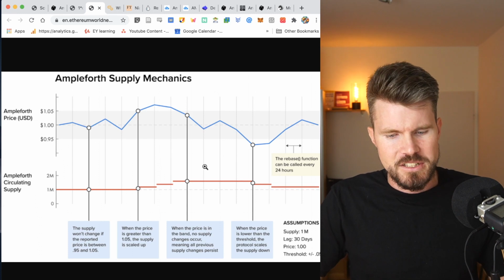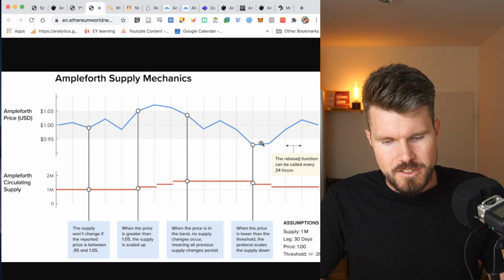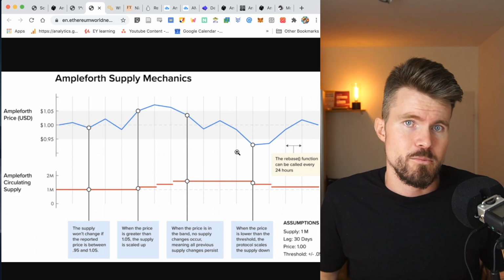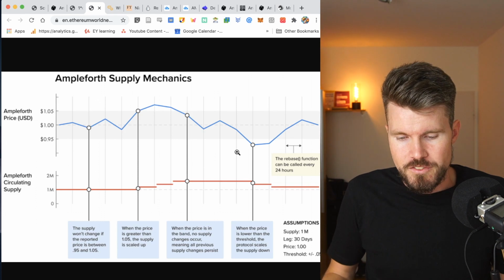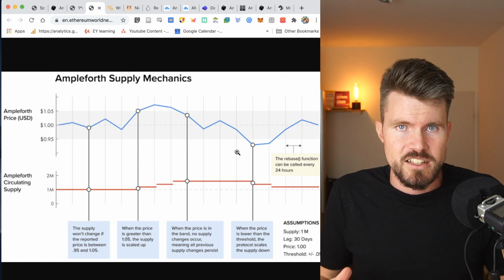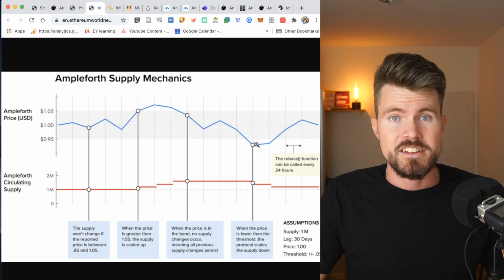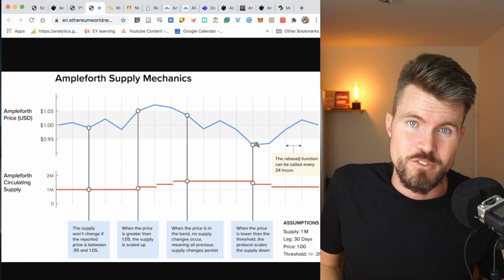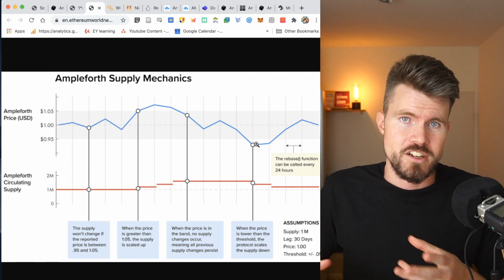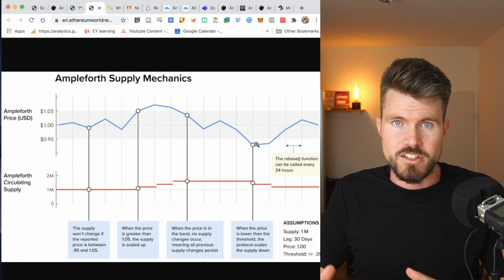Now, the same thing happens if the price goes below 95 cents, then the amount of coins in the circulating supply gets reduced, and the same would happen with your wallet. So if you'd have 1,000 coins, the amount of coins gets reduced by 5%, then the amount of coins in your wallet also gets reduced by 5%. Now, this rebase function happens every 24 hours, and you cannot trade during the 2 hours that the circulating supply is changing. Either coins are being added or coins are being removed.